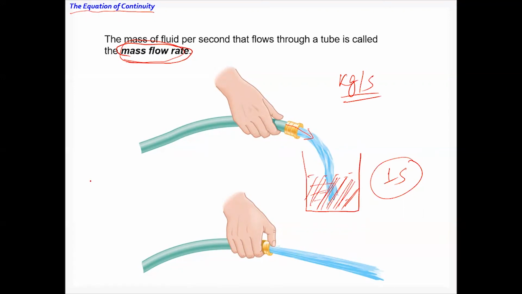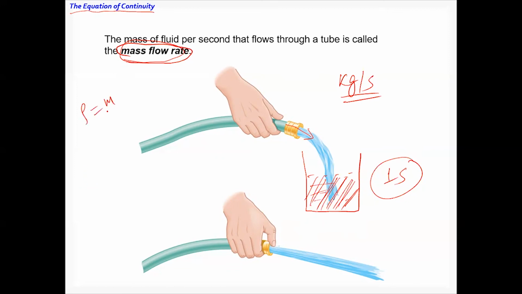So what is the mathematical equation for mass flow rate? First of all, let's find the equation for mass. Then we'll talk about mass flow rate, because mass flow rate is mass per unit time. First find mass, then divide by time, and that gives you mass flow rate. So what is mass?